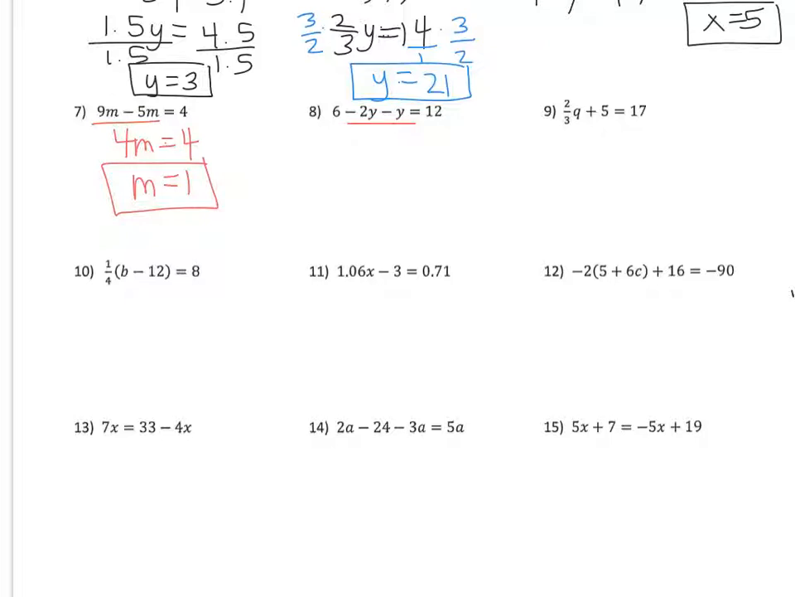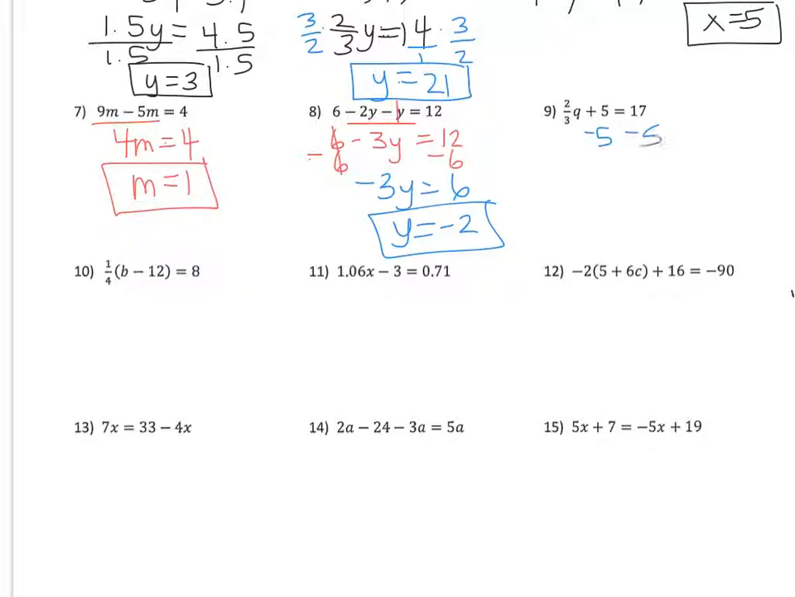And then be careful with your sign. So negative 2y minus y is negative 3y's. So I subtract 6. This cancels out. Make sure you bring down a negative, so negative 3y equals 6. So y equals negative 2. And then 9, just another fraction. So you're going to subtract 5 from each side. So 2/3 q equals 12. So then you multiply both sides by the reciprocal, 3 over 2, times 12. So q equals 18.